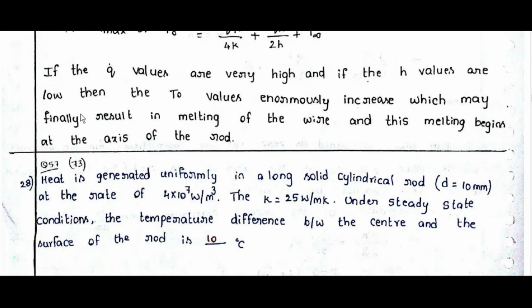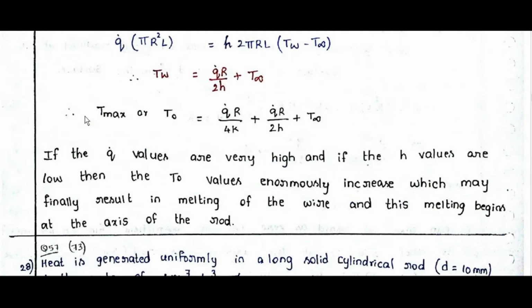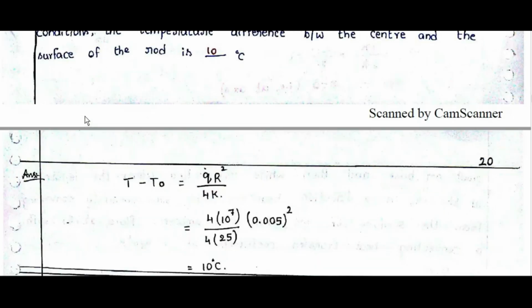If Q dot values are very high and h values are low, then the T naught value enormously increases, which may finally result in melting of the wire, and this melting begins at the axis of the rod. It is generated, okay. T minus T naught is equal to minus Q dot r square by 4k.